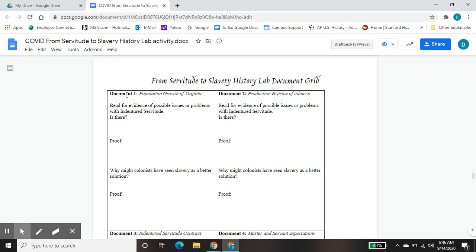And you're going to answer from document 1, which is population growth of Virginia here. You're going to write down possible evidence of possible issues or problems with indentured servitude and explain what they are there. And then just provide the proof, right? Where in the document does it show that? Why might colonists have seen slavery as a better solution? Is there anything in that document that would help answer that question? And again, you provide the proof. And it's the exact same questions for all of the documents.